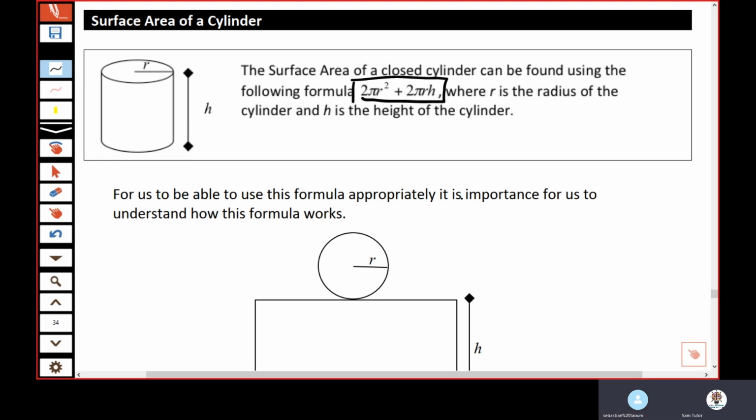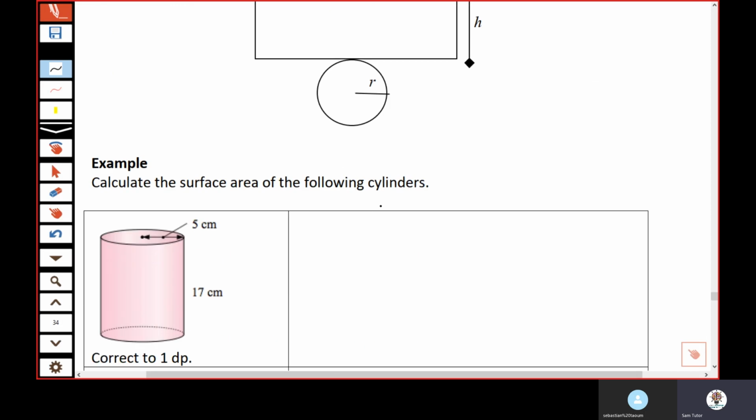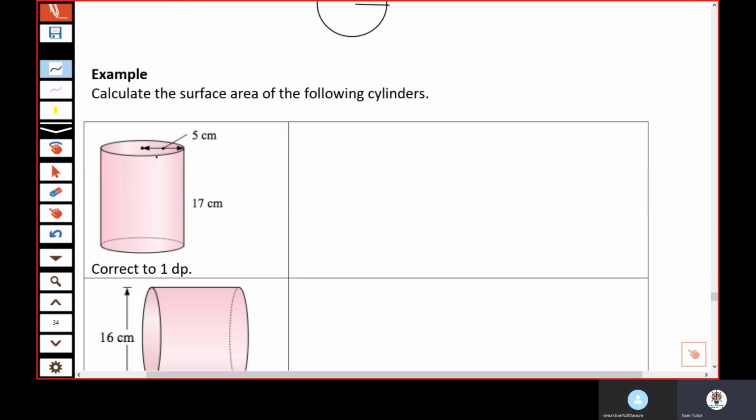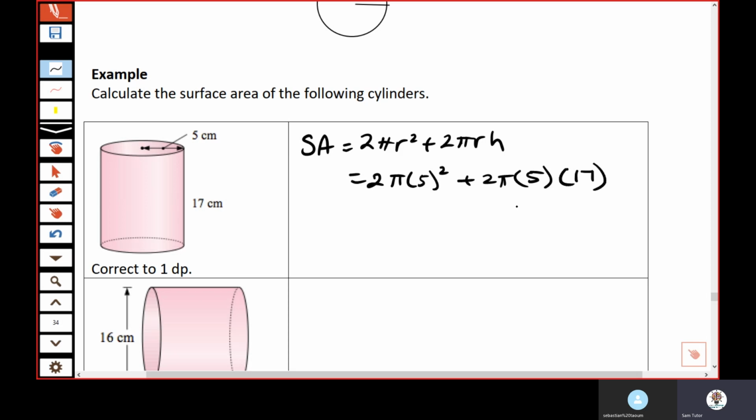Okay, here we go. What's your radius? 5 centimeters. What's your height? 17 centimeters. What's the formula? 2 pi r squared plus 2 pi r h. So 2 pi r squared, r is 5, plus 2 pi, r is 5, height is 17. Put that in exactly as you see it in your calculator, and you should get an answer. Let me know.